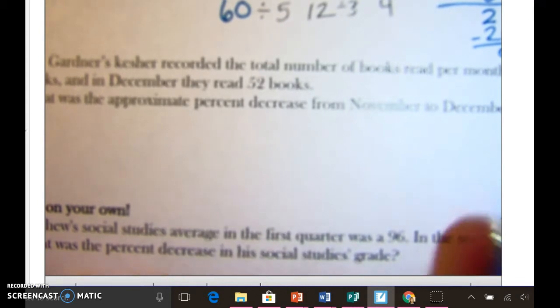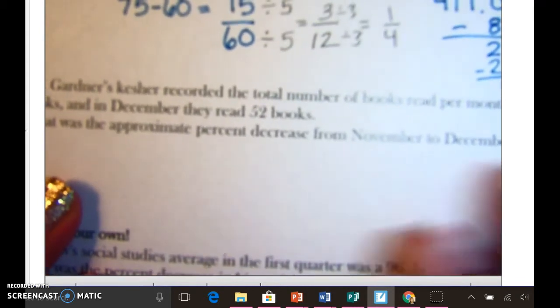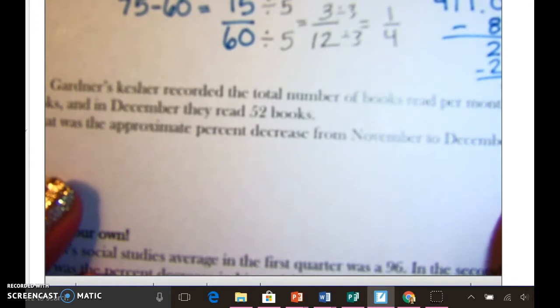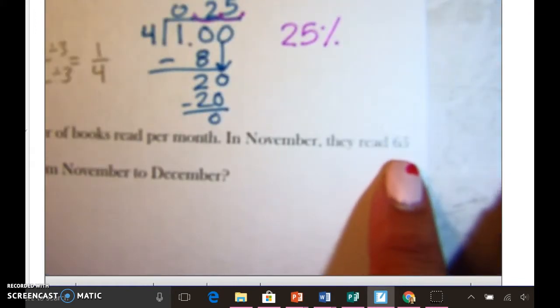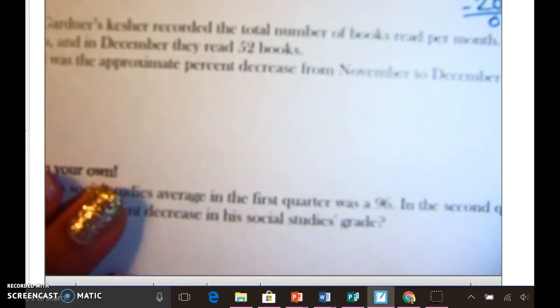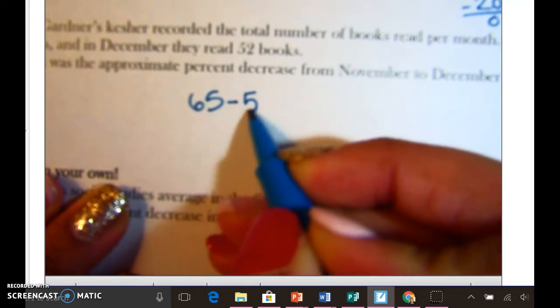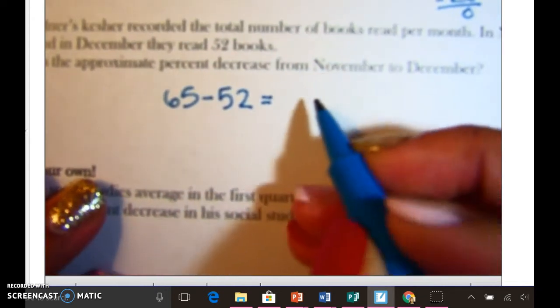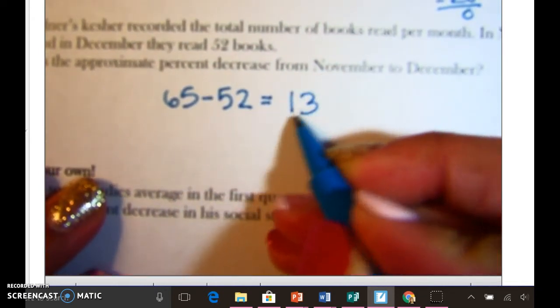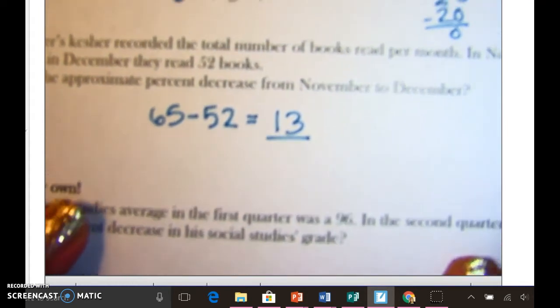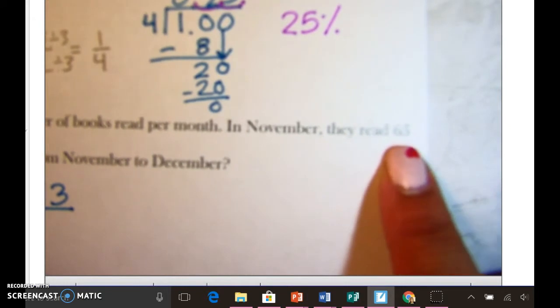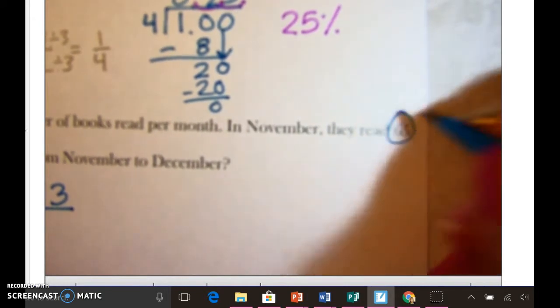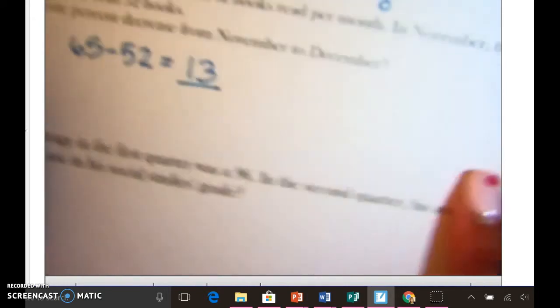That's not good. So we always subtract the numbers to find the difference. In this case, they were reading more in November, and then they read less in December. I'm just going to subtract 65 minus 52. 65 minus 52, 13. And now I need to find the original amount. What was the original? Well, the original amount was how many books they read in November. So I need to put 13 over 65.